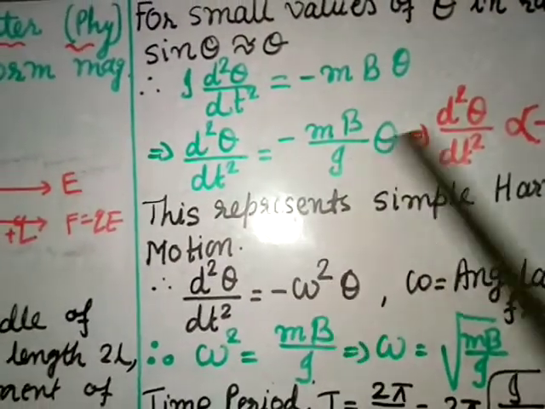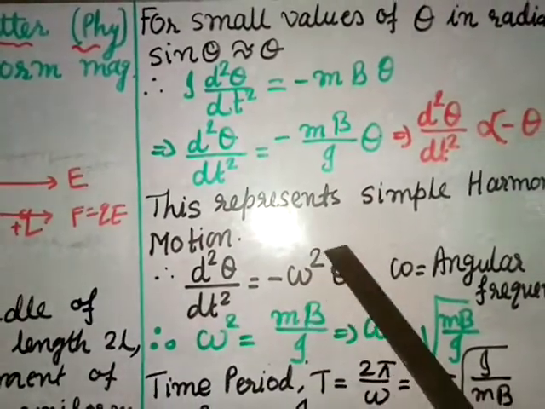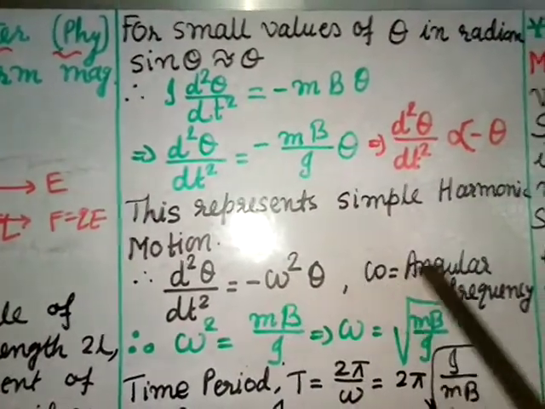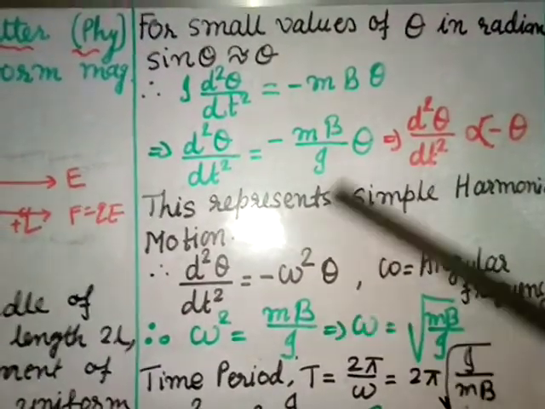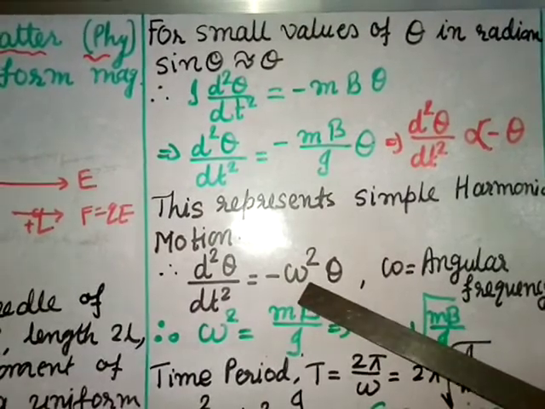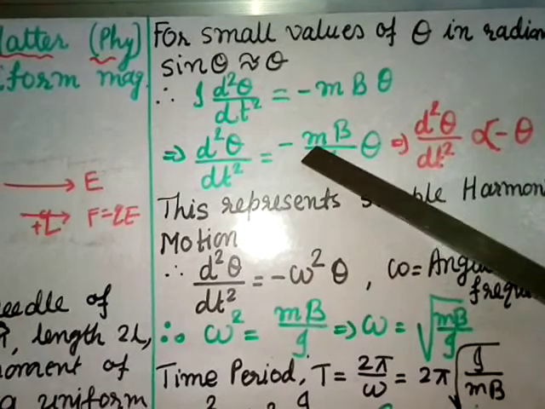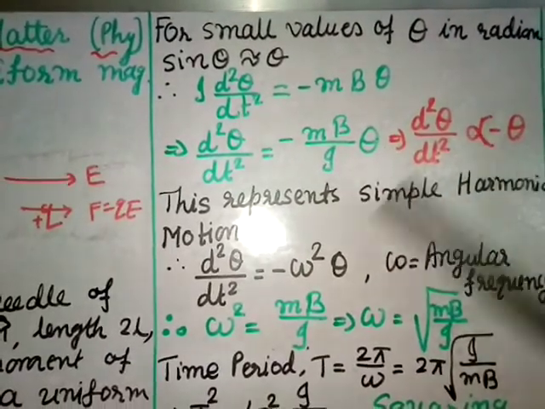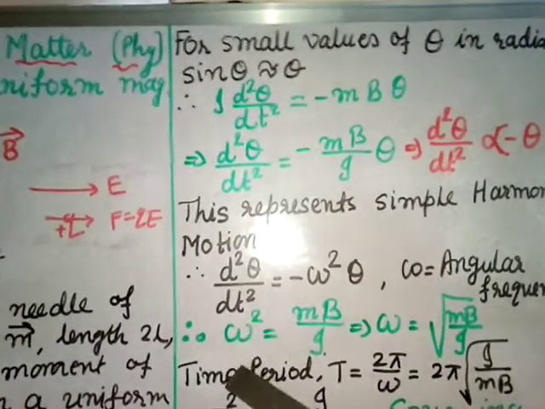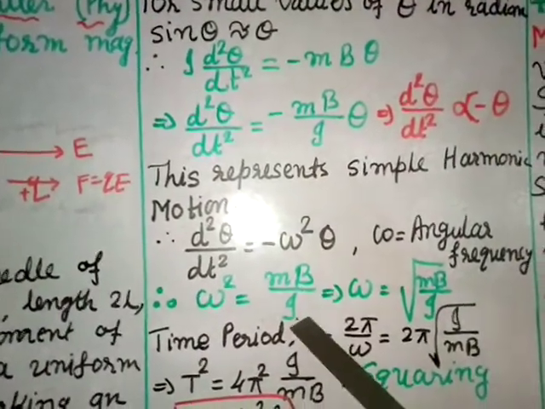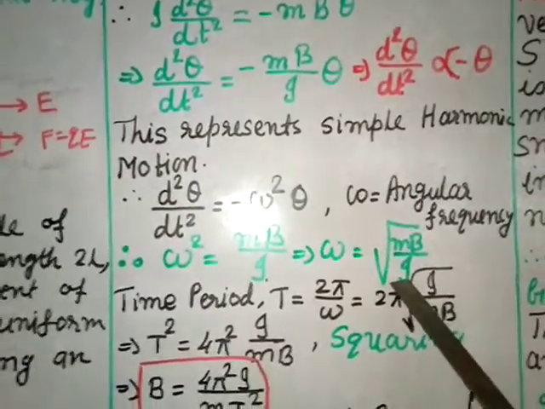In that we learned d square theta by dt square is equal to minus omega square theta, and omega is nothing but angular frequency. So if I compare these two equations, omega square will be equal to mB by I, because theta and theta are the same, minus and minus are the same. So omega square is equal to mB by I. Take the square root, so omega is the square root of mB divided by I.